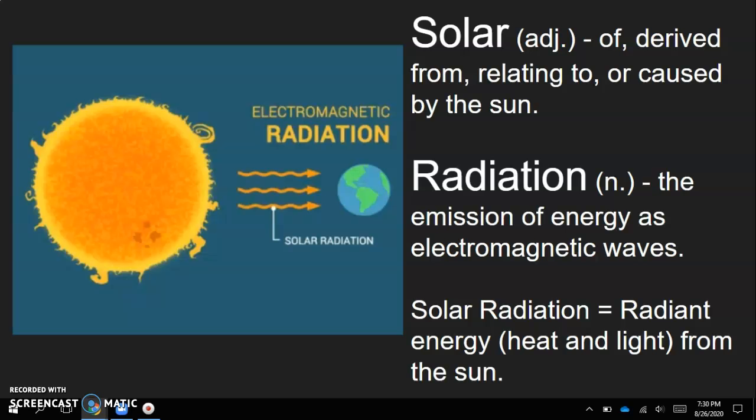Okay, so if we break it down, solar is of or derived from the sun, and it's related to or caused by the sun. So if we look, this electromagnetic radiation here is coming from the sun. Radiation is the emission of energy as electromagnetic waves. Okay, so radiation hits the Earth in waves. You cannot see this, it's not visible to the naked eye, but we can feel it as heat. Solar radiation is the radiant energy of the heat and light from the sun. Now the light energy you can see with your naked eye, but the heat you can feel.